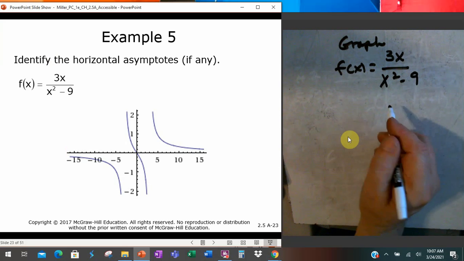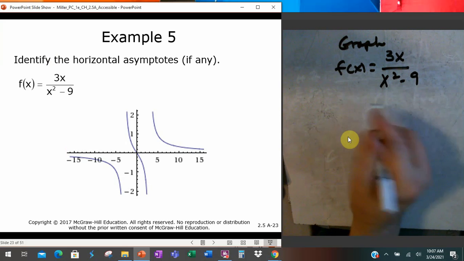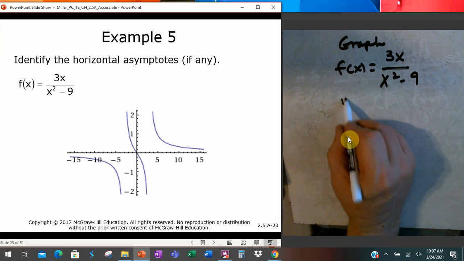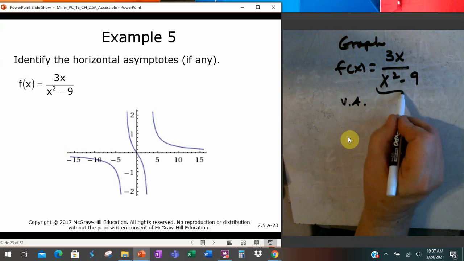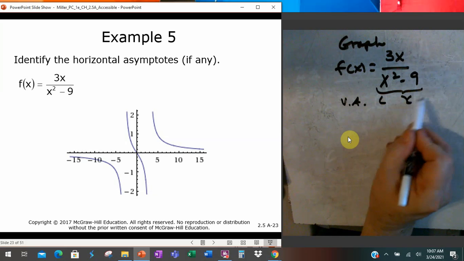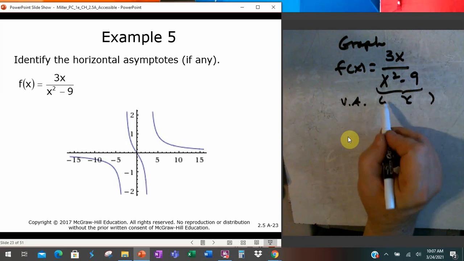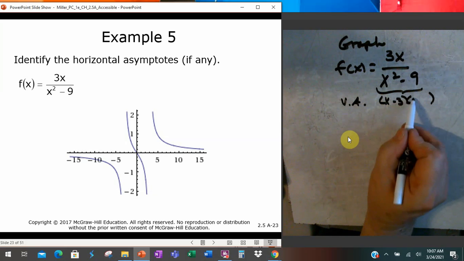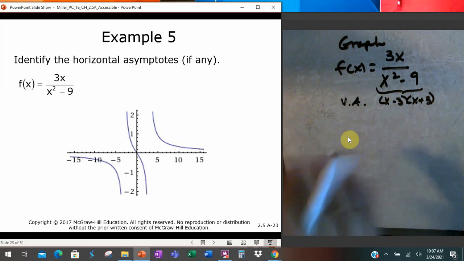Okay. So first off, I can go ahead and do vertical asymptotes. So I want to cancel the stuff out first. I want to see if there's anything in common. Difference of two squares. This is x minus 3, x plus 3. There's nothing in common, so I don't cancel out.